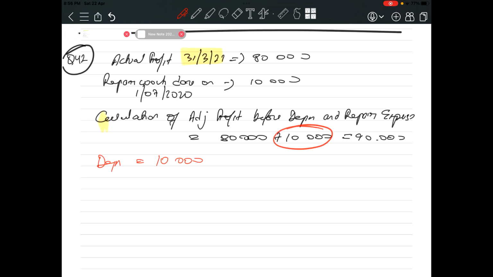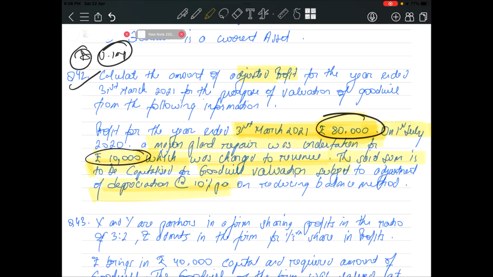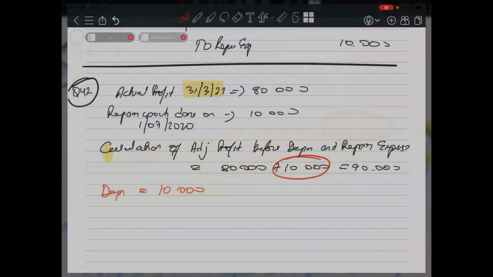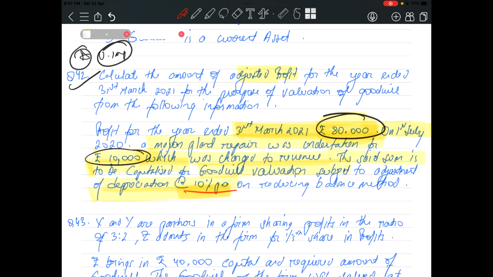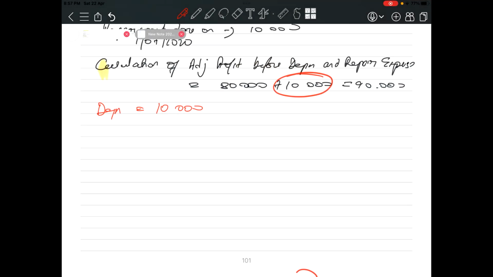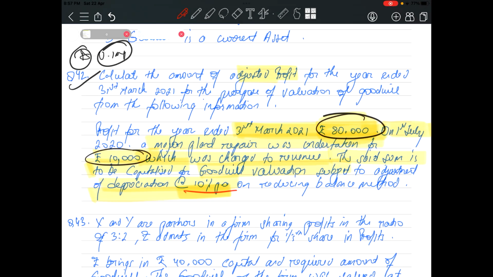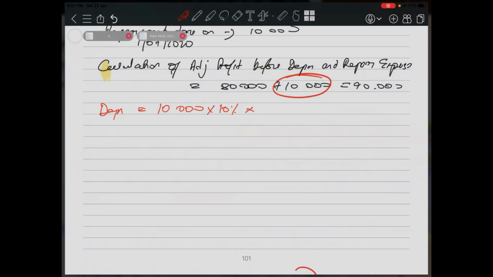Because the question has said we have to charge depreciation of 10%, we'll calculate depreciation at the rate of 10%. For how many months? The repair work was done on 1st July and the year is ending on 31st March, so we'll have to calculate depreciation for 9 months, so 9 by 12.